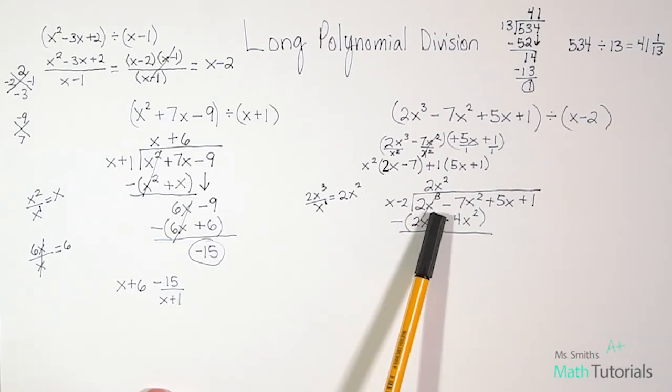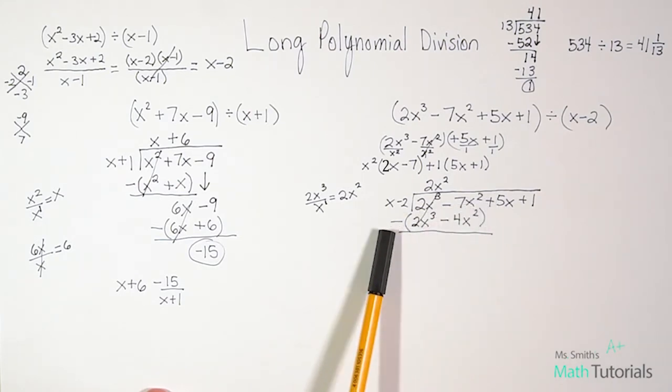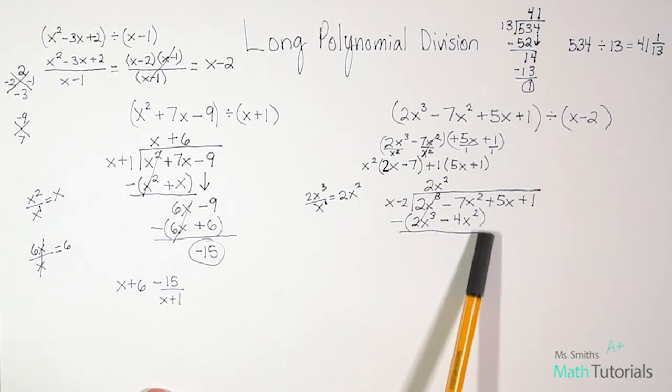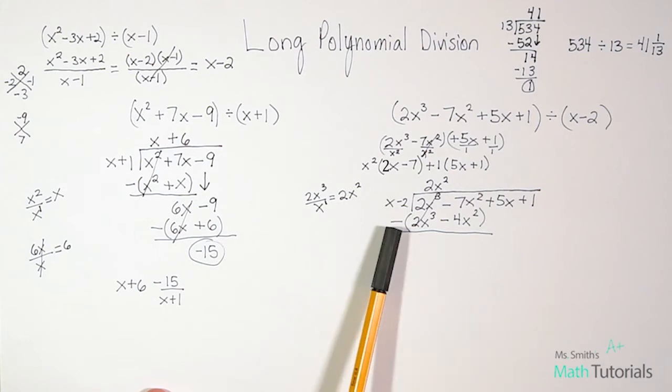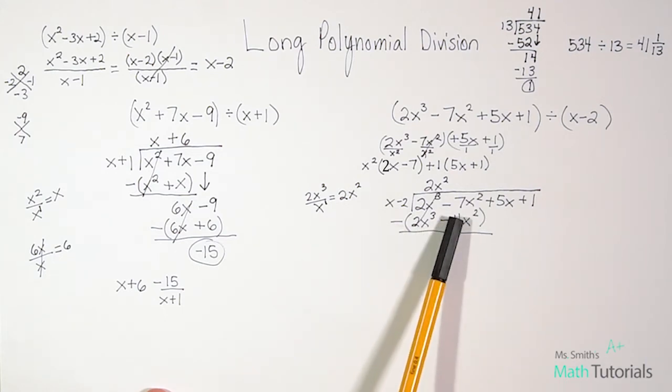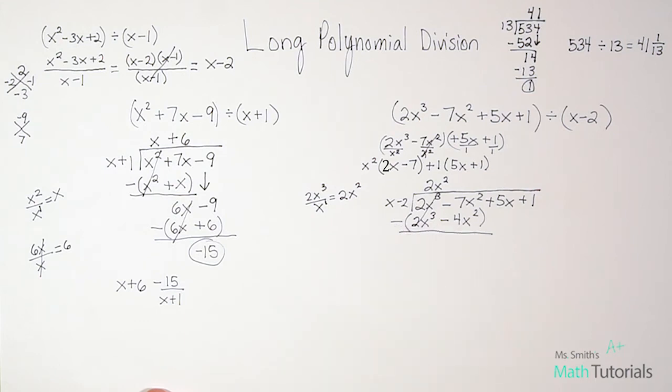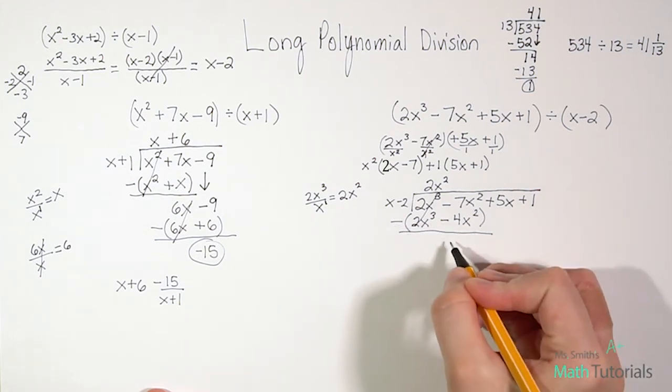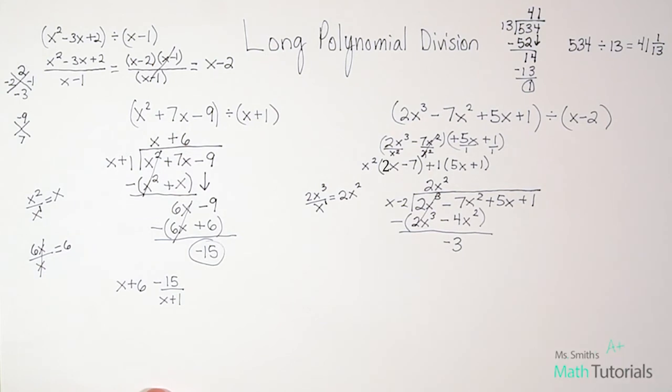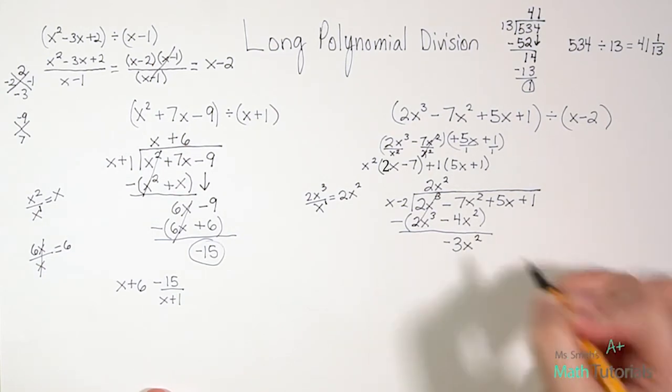And then we've got a negative 7x squared minus negative 4x squared. We got to be really careful there. That's a lot of negatives. Remember, a negative and a negative make a positive. So really it's like saying negative 7 plus 4, which would give us a negative 3. And then we've got our x squared.